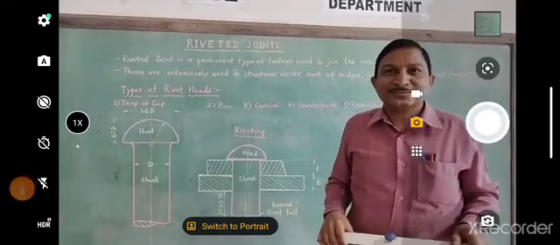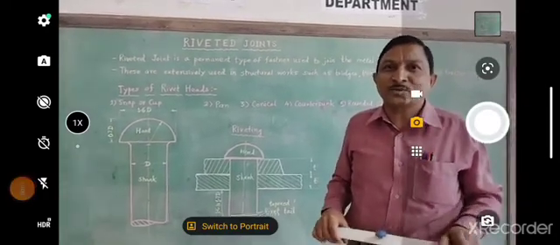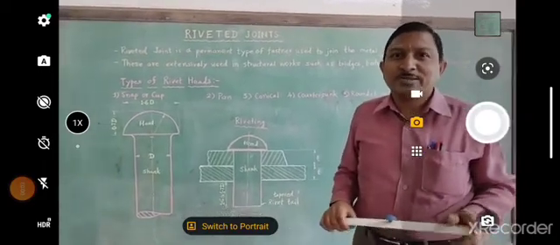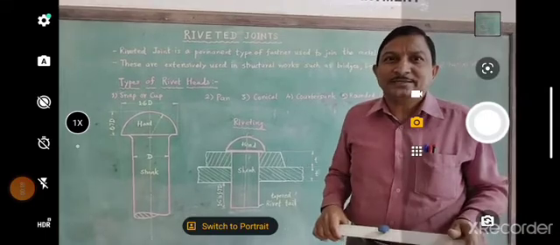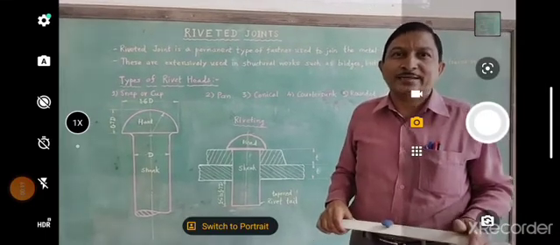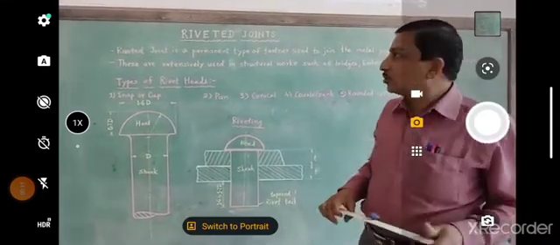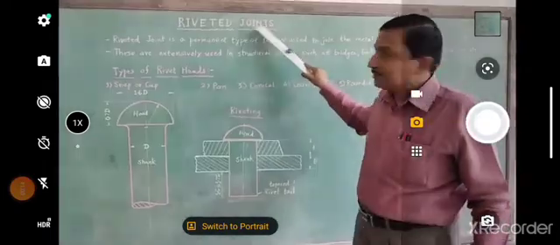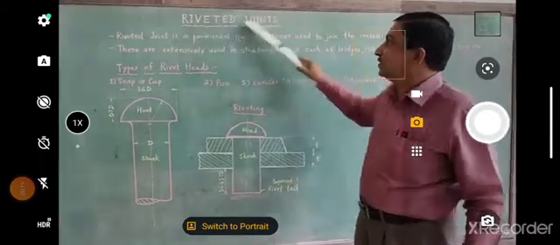So dear students, in the last lecture we have studied about the temporary fasteners. In temporary fasteners we have explained screws and nut and bolt arrangement. Today we are going to focus on riveted joints.